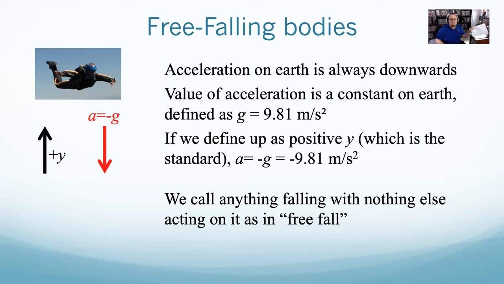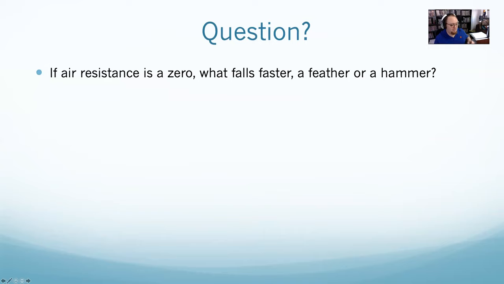Now, this seems kind of weird. If I take this ball and drop it, it falls pretty fast. If I take this piece of paper and drop it, it kind of floats down, right? And I'm saying everything accelerates downwards at negative 9.81 meters per second squared. And this leads to the question of, well, what should fall faster, a feather or a hammer, if you have no air resistance? And see, here's the idea.